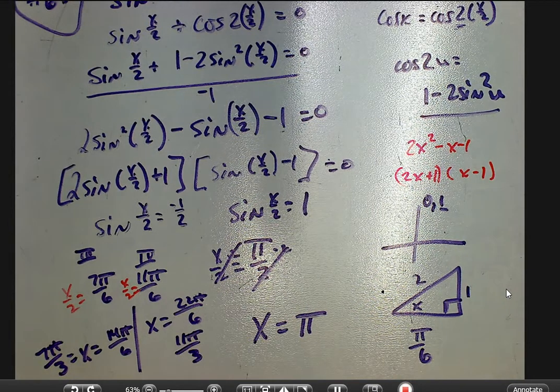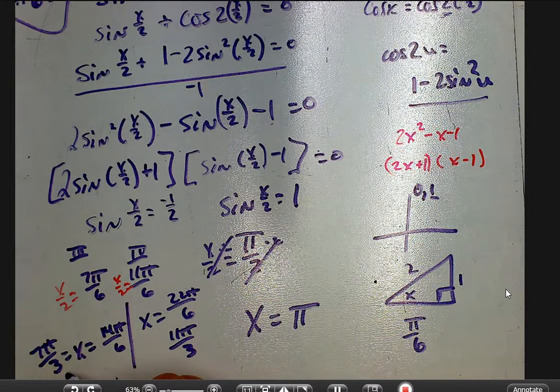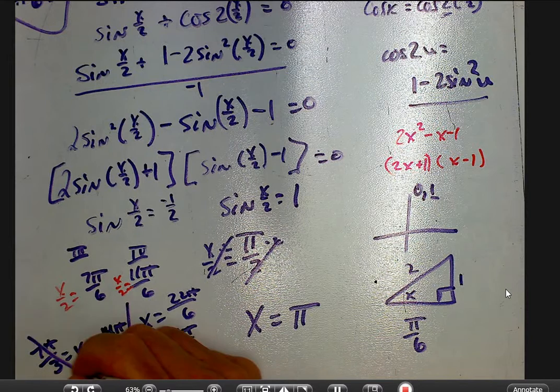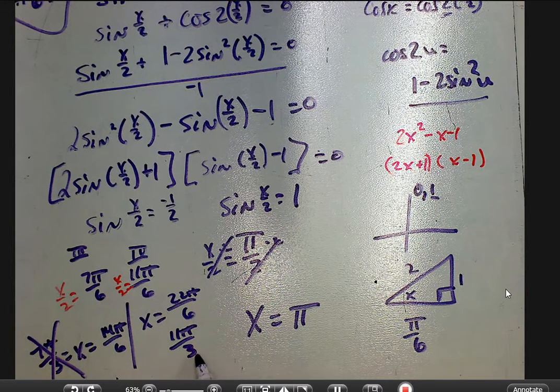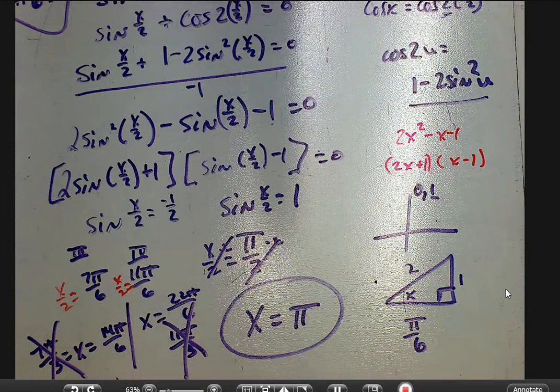Now our original problem says to go from 0 to 2 pi. If I take 7 divided by 3, it's 2.3, so that one's too big. If I take 11 divided by 3, it's 3.3, that one's too big. And the only correct response to this problem is pi. Yes, that one was hard. Hopefully you can follow the logic behind it.